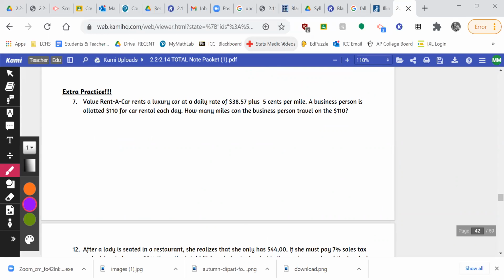I'm sorry. All right. So Value Rent-A-Car rents a luxury car at a daily rate of $38.57 plus 5 cents per mile. A business person is allotted $110 for the rental car each day. How many miles can the business person travel on the $110? So we know that we're looking for the number of miles.